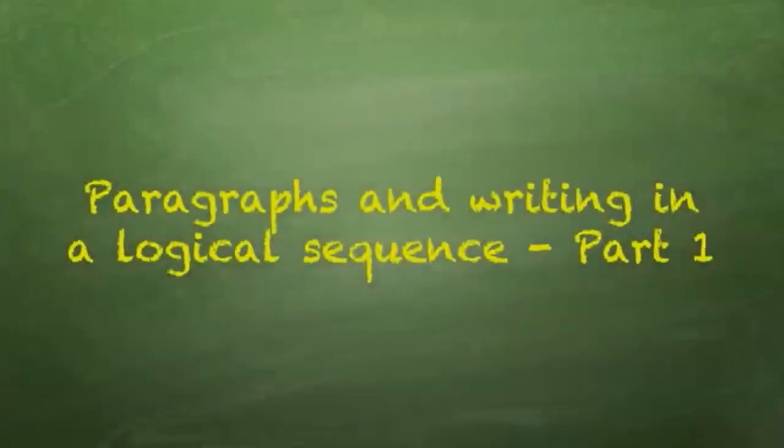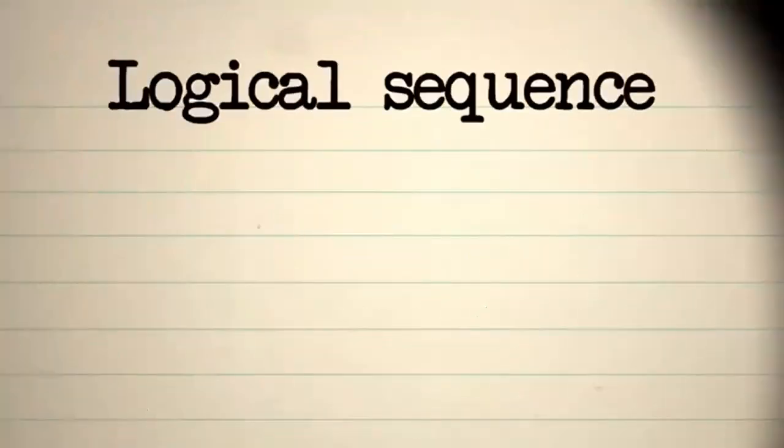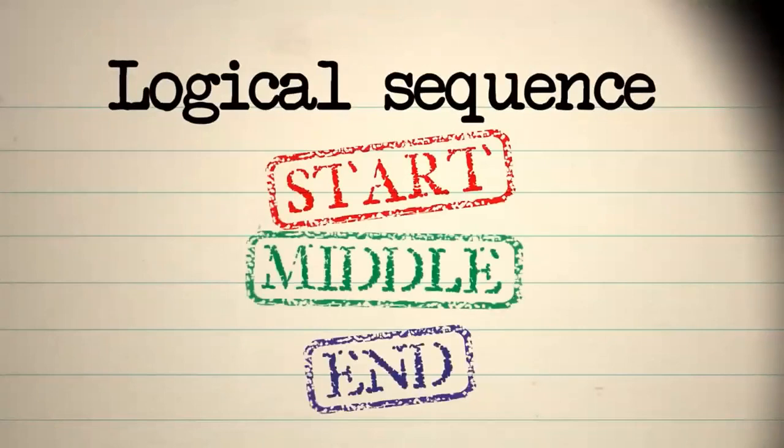Paragraphs and writing in a logical sequence. What is writing in a logical sequence? What do we mean by paragraphs? You should always write in a logical sequence. Logical sequence means that your writing has a start, a middle, and an end. The reader should be able to follow your thoughts in an order that makes sense.